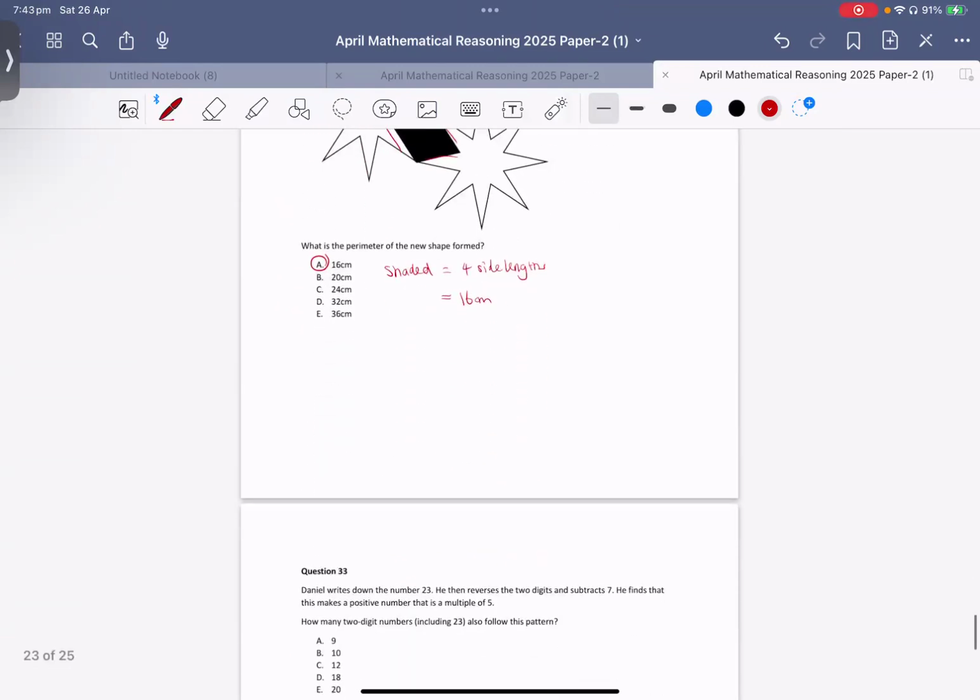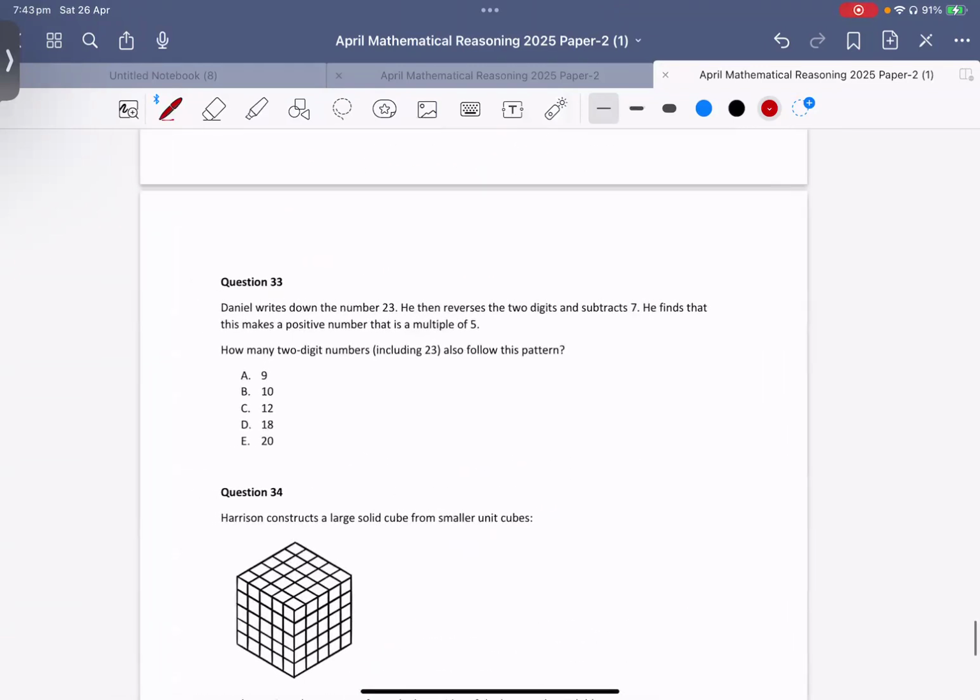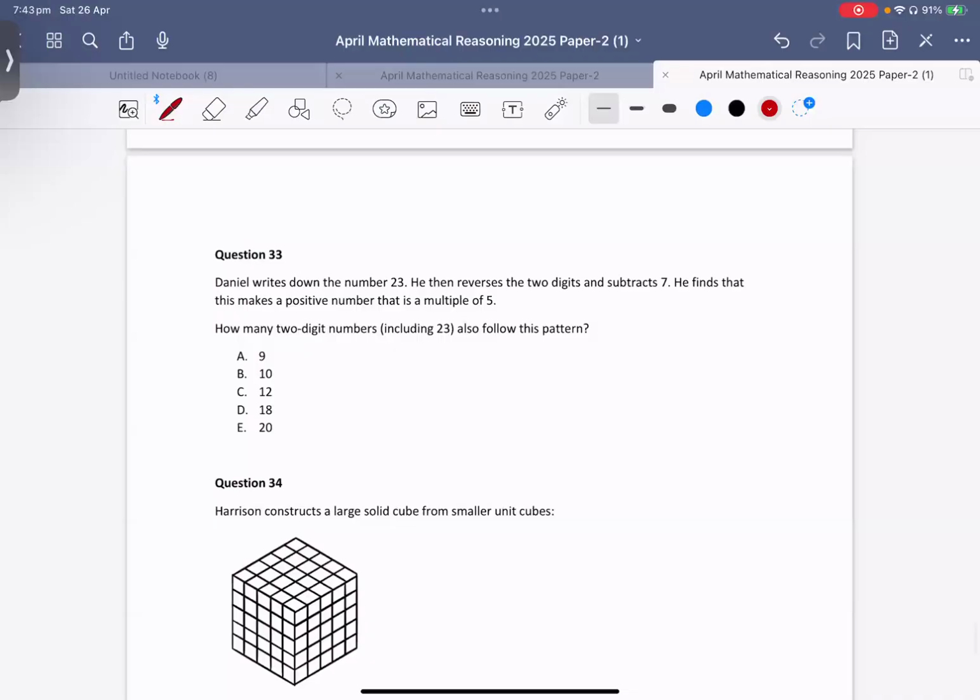Okay. Question 33. Daniel writes down the number 23. He then reverses the 2 digits and subtracts 7. He finds that this makes a positive number that is a multiple of 5. So hopefully you guys can see here, he reverses the digits, right? So he turns 23 into 32. Then he subtracts 7 to give him 25, and that's the multiple of 5, right? How many 2-digit numbers, including 23, also follow this pattern?